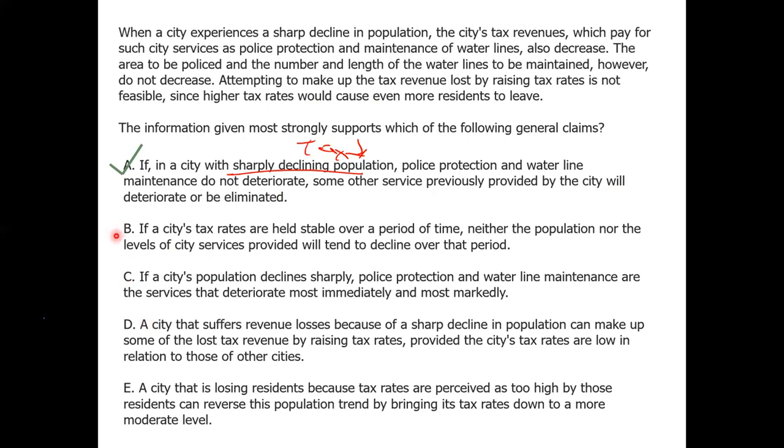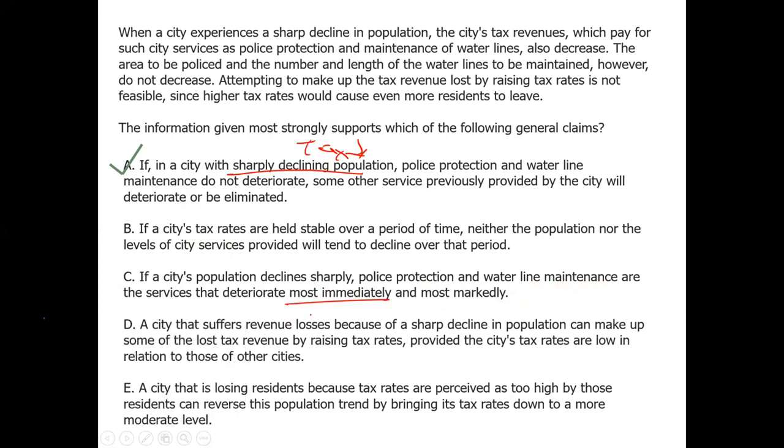Baker: if a city's tax rates are held stable, neither the population nor the levels of city services provided will tend to decline over the period. Now, this is basically saying that tax rates are the only reason for decline in population. That's not supported in the argument. Now, come to Charlie. If a city's population declines sharply, which obviously would again mean that the tax revenues are lesser for the government, police protection and water line maintenance are the services that deteriorate most immediately. So I would say this is the culprit.